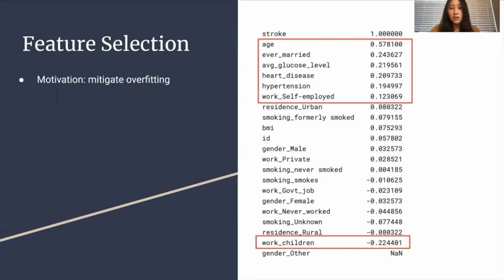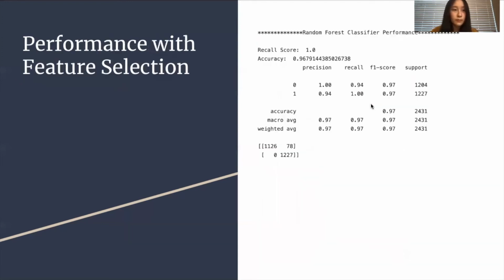We used upsampling here because, again, rows with stroke versus no stroke is about 1 to 20. If we sample down, we would lose a lot of information about the no stroke group. Now we passed a new feature into the random forest module, and here are the results. The recall score is the same, which is 1, but the accuracy score was down by 3%. This could be due to the fact that the first model was overfitting.